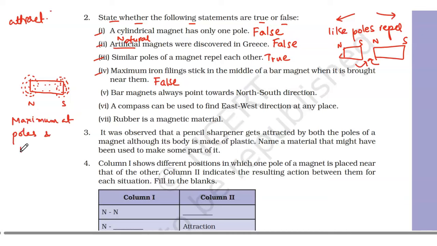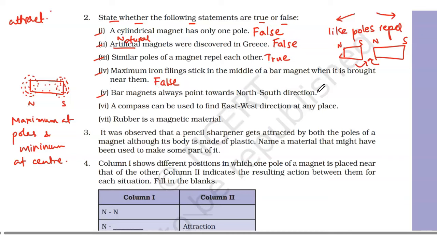And minimum at the center. Students, I'm explaining all the answers to you so that any other question that appears in your examination apart from this, you will be able to answer it. Because if the concept is clear, you can answer any questions thrown to you.